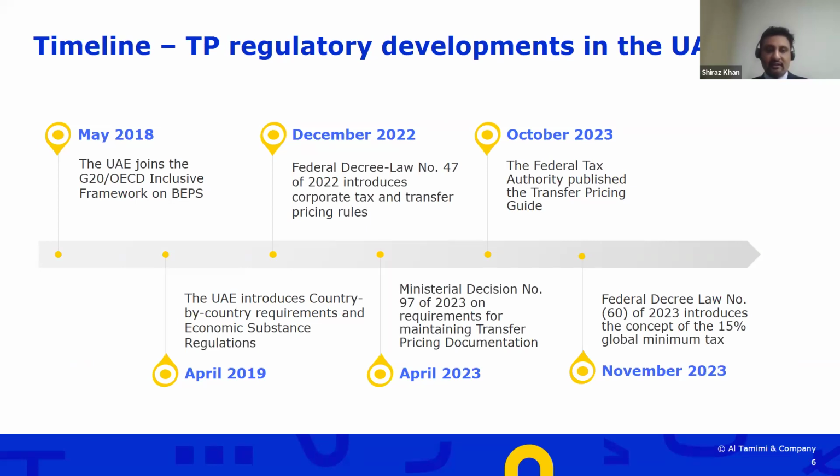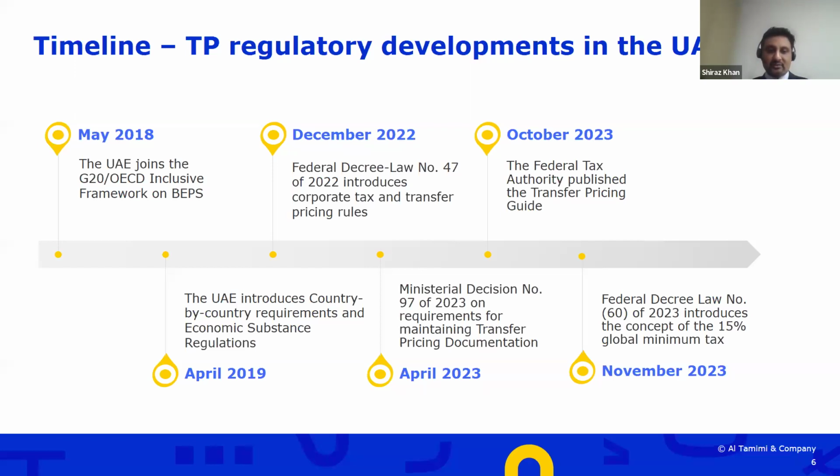This involves currently 140 members who've committed to apply or incorporate four minimum standards in their domestic law. Then in April 2019, the UAE introduced country by country reporting requirements and economic substance regulations. Of course, the country by country reporting requirements require you to report certain data in relation to the group and its operations in all the jurisdictions in which you operate.